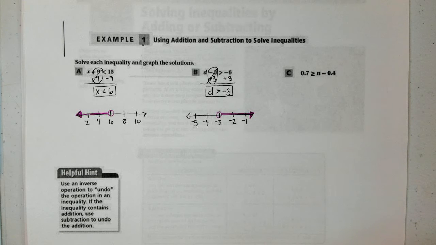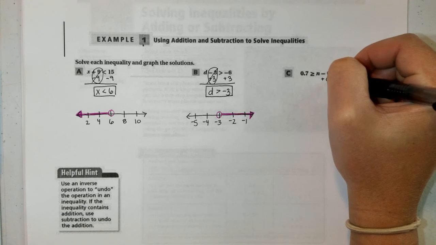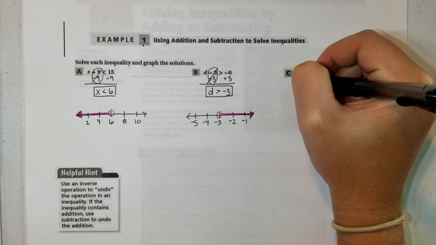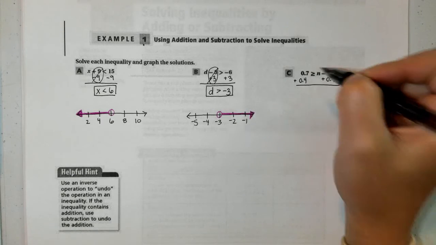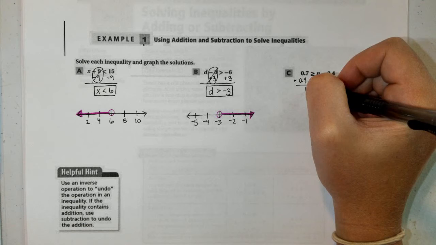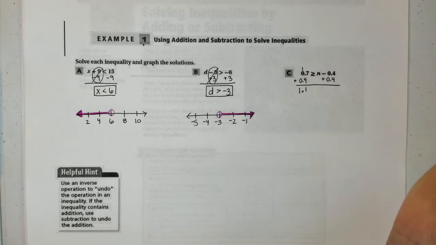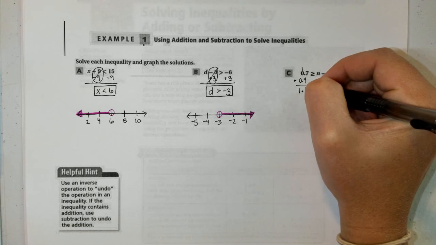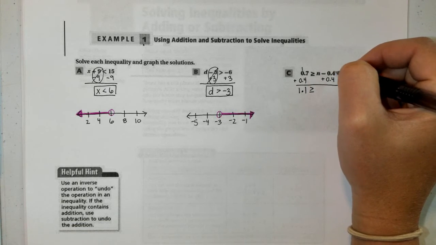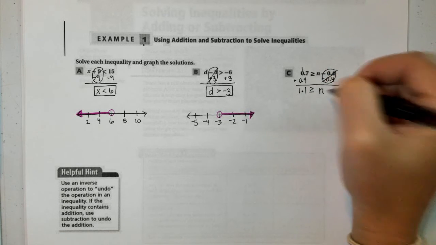For C, I have 0.7 is greater than or equal to n minus 0.4. So I'm going to add 0.4 to both sides. Line up your decimals to help you add. 7 plus 4 gives me 11, so I'm going to carry my 1, bring down my decimal. 1 plus 0 is 1. So I have 1.1, and that's greater than or equal to negative 0.4 plus 0.4 gives me 0. So I'm left with n.